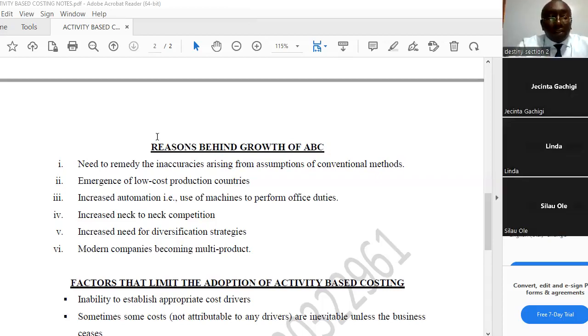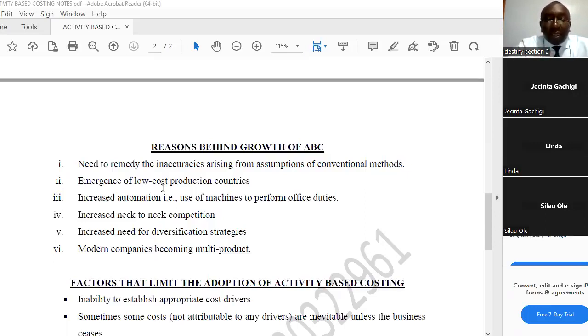Sorry. So number 3 is increased automation. And this has to do with the use of machines to perform office duties. When you start acquiring machines to do work, it means that your costs have gone up. And you are well aware that when you have more money, you need to be more careful. So when businesses start to be automated, they need to take a method that is more accurate.